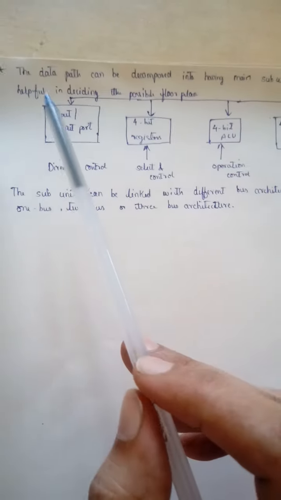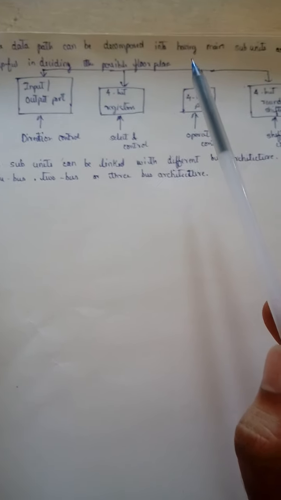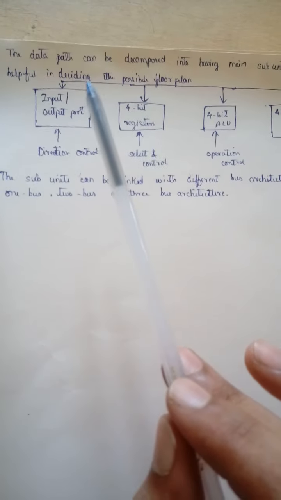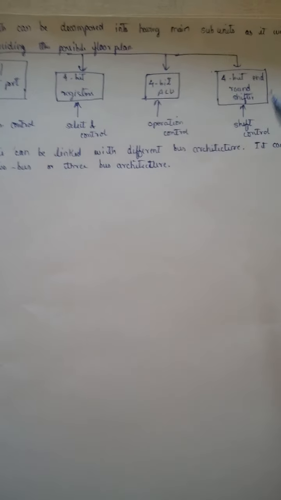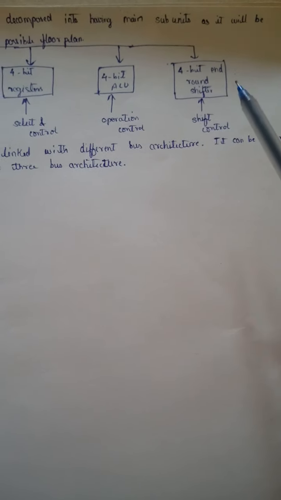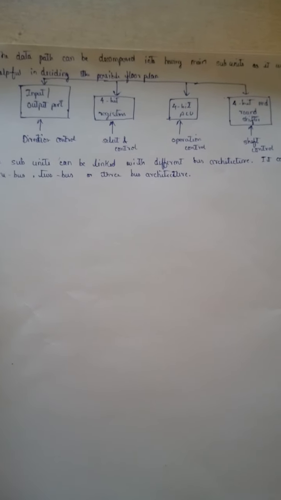We can see that the data path can be decomposed into main subunits, as it will be helpful in deciding the possible floor plan. So that time I just told you the floor plan. It can be thought of as input and output port, which has the direction control. Then there are 4-bit registers with select and control, and there is a 4-bit ALU with operation control, and it should also have a 4-bit end-around shifter for shift control. So this will be the floor plan of the 4-bit arithmetic processor.